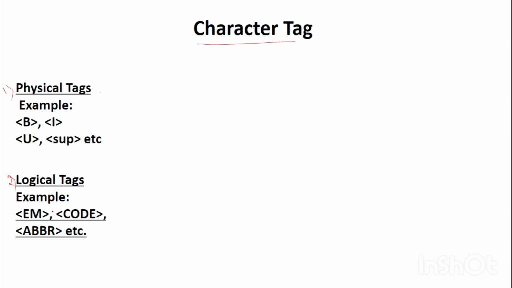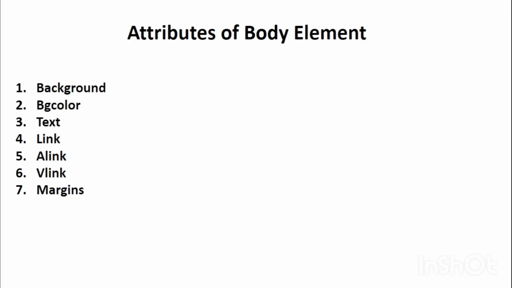The different examples of logical tags are EM tag, code, abbreviation, variable, definition. These are the different logical tags. Okay, so let us see how to use these logical tags in a web page. So for this we will open Notepad.